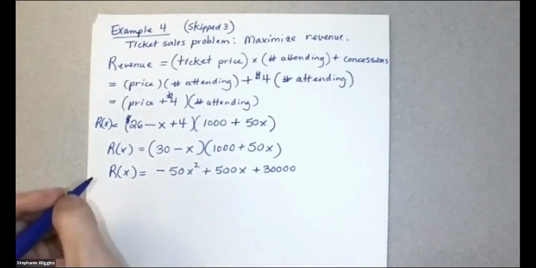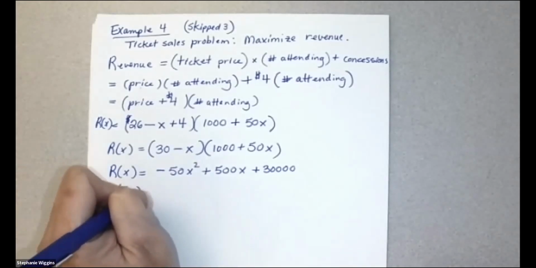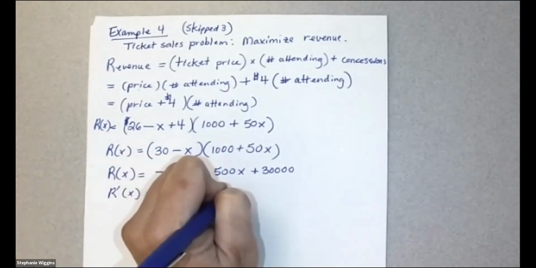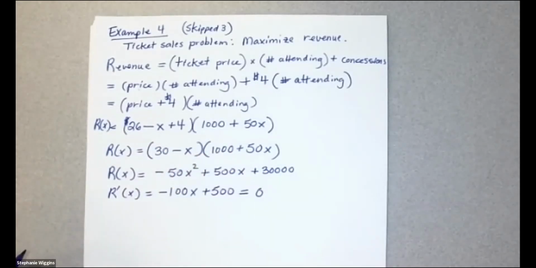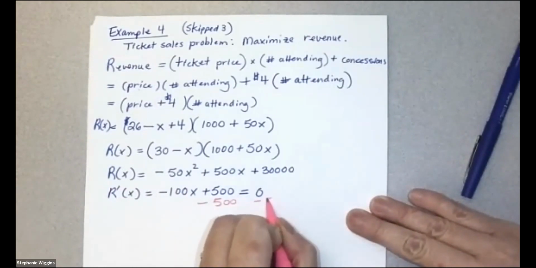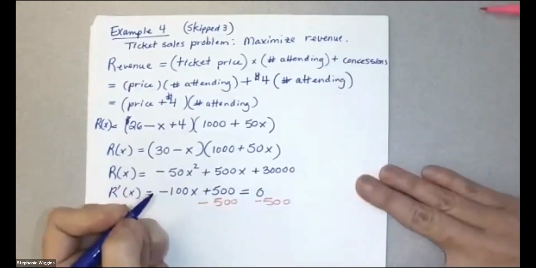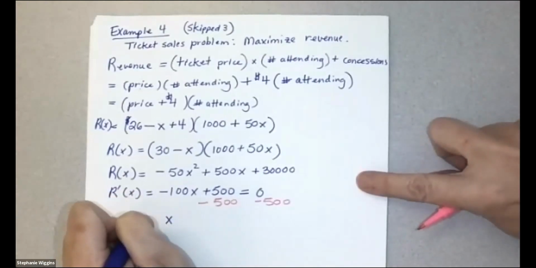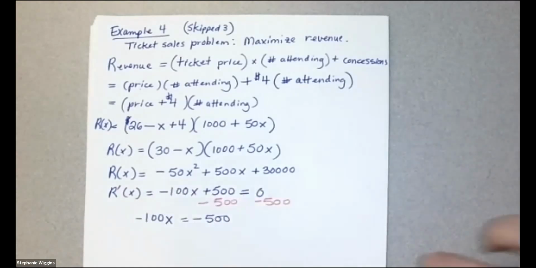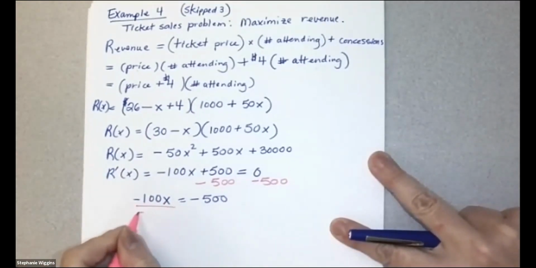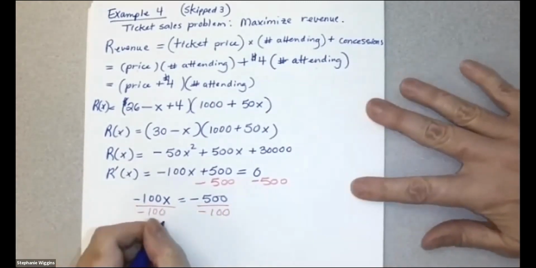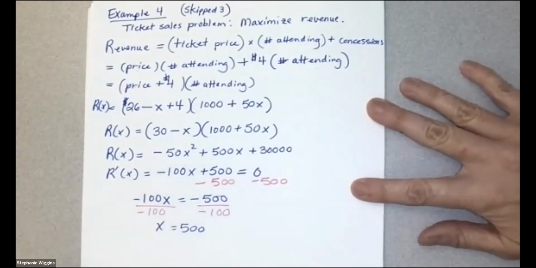So there's my revenue. I want to maximize that, so I'm going to take the first derivative. I get negative 100x plus 500, set it equal to 0, and then subtract 500 from both sides of the equation. So negative 100x equals negative 500, and then I divide by 100 on either side of the equation. And so I get x equals 500.